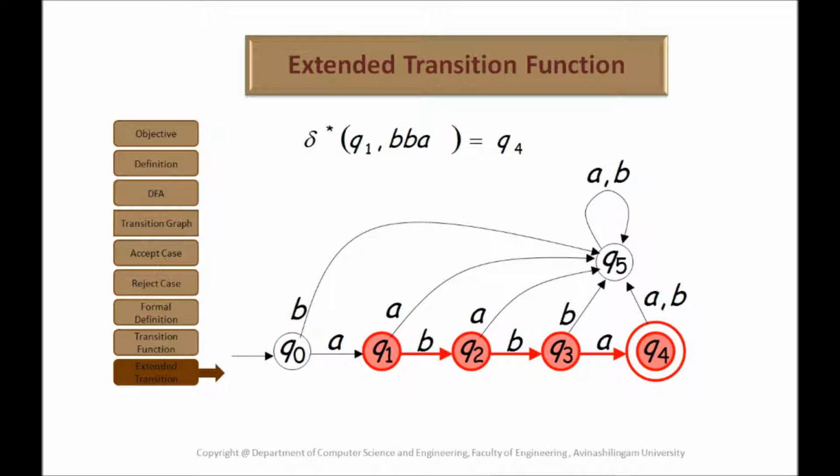Next we will see some other example, that is the string BBA. We have to process this string from Q1. From Q1, the first alphabet is B. From Q1, using B, it goes to Q2. The next alphabet is B. From Q2, using B, it goes to Q3. The next alphabet is A. From Q3, using the input alphabet A, it goes to Q4. The extended transition function for this is delta star of Q1 comma BBA is equal to Q4.